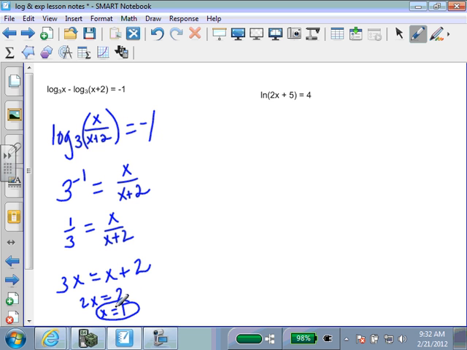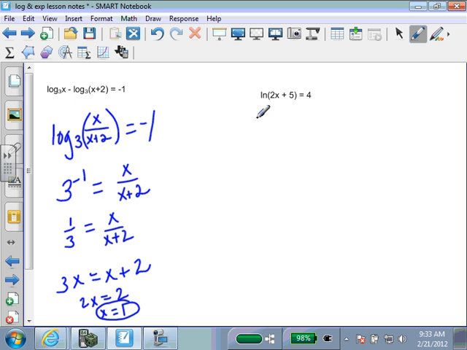My answer is 1. Now, when the problems are about logs, it is good if you've done some condensing to check to make sure that your answer is in the domain of each of the logs in your problem. So 1 is definitely in the domain of a base 3 log, and 1 plus 2, 3, is definitely in the domain of a base 3 log.